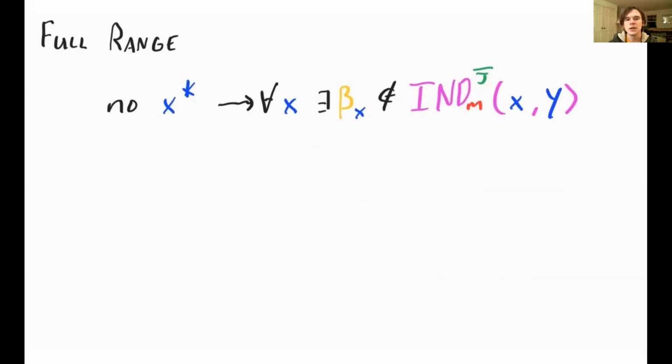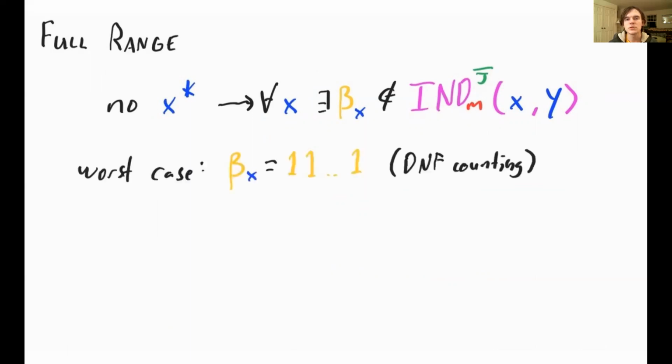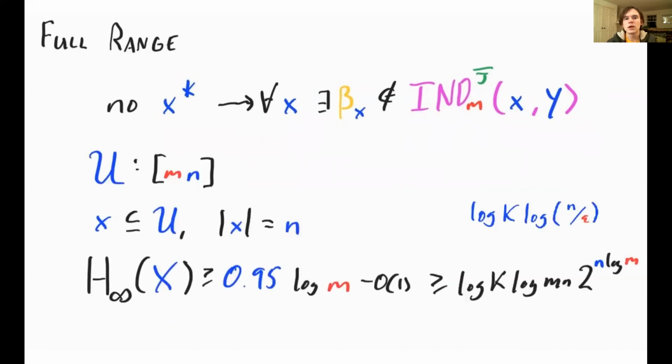And so in particular, for any x you pick, there's a bad assignment beta x, which is not in the output of the index gadget when you restrict to x. And the worst case is going to turn out to be when beta x is the all ones assignment. You'll have to read the paper to understand what I mean by worst case. And we're going to now transition to a set view of x and y.